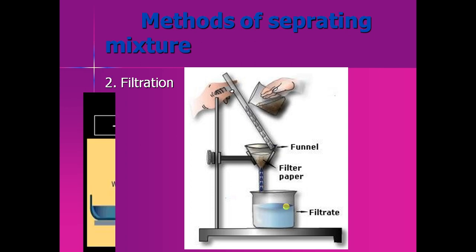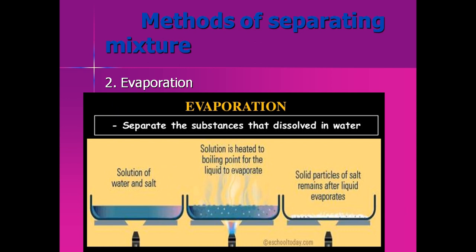The second method is evaporation. If the solute is soluble in the solvent, it can be separated from the solvent by evaporation. By heating the solution, when the solvent evaporates, the solid is left behind. So you can see here in the diagram, here is the solution, heat is given, the solvent evaporates, and the solute is left at the bottom.